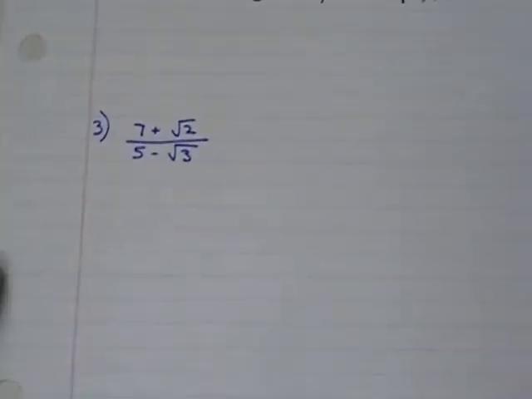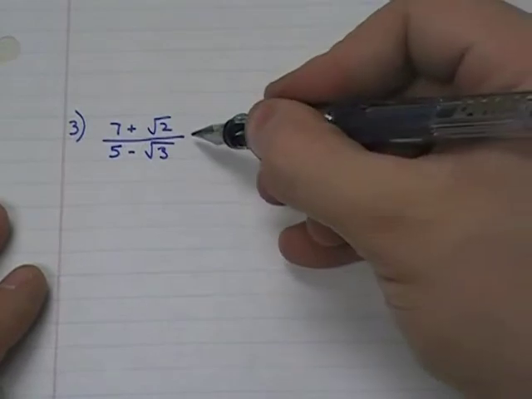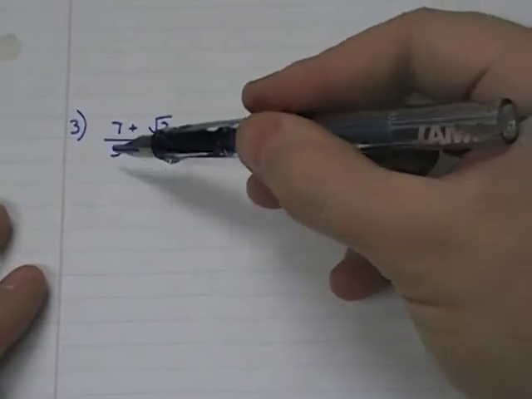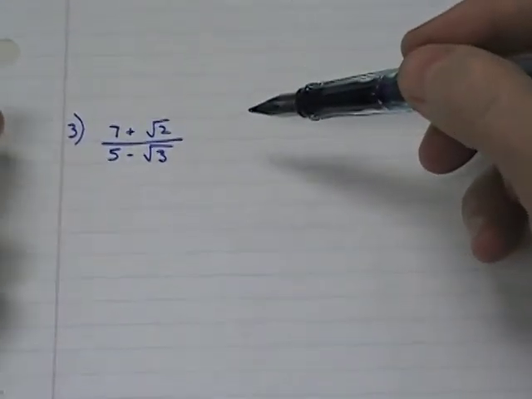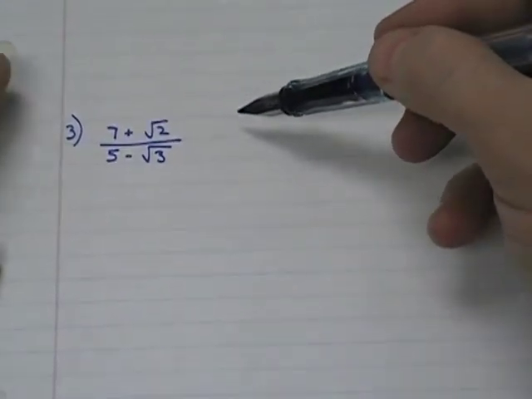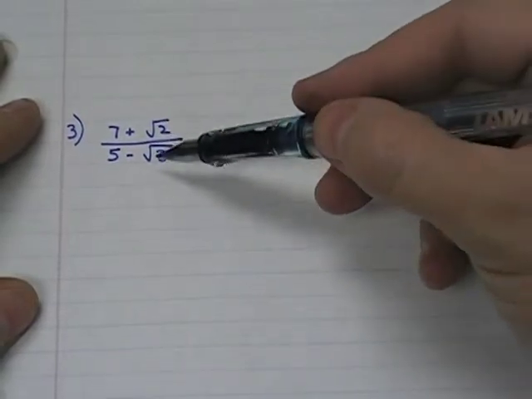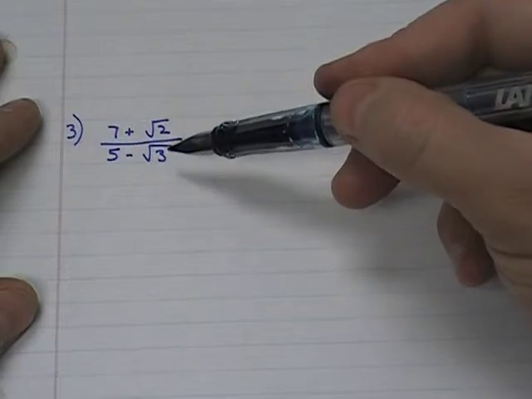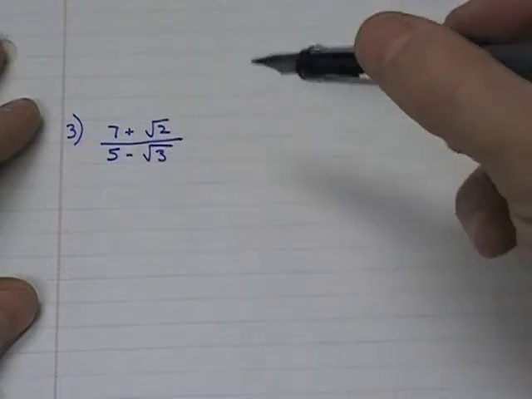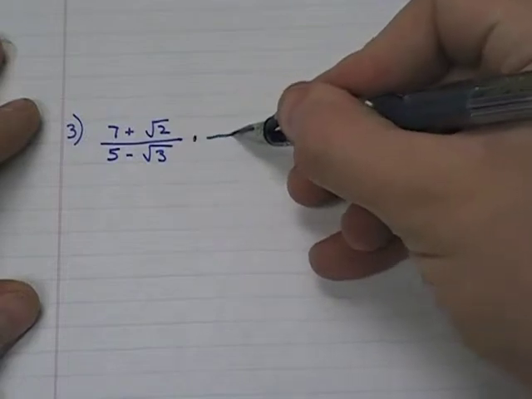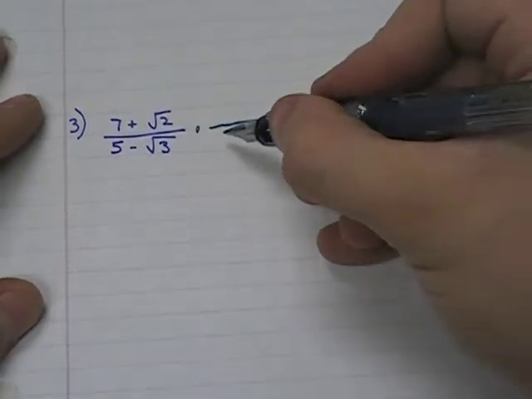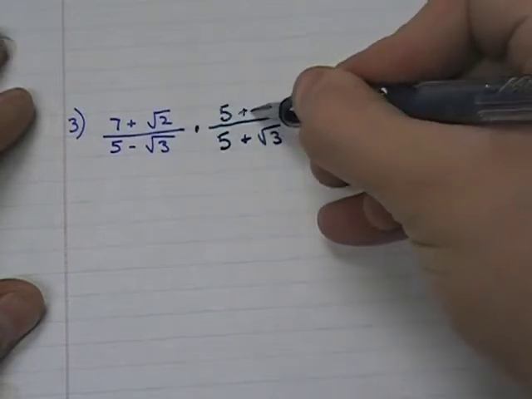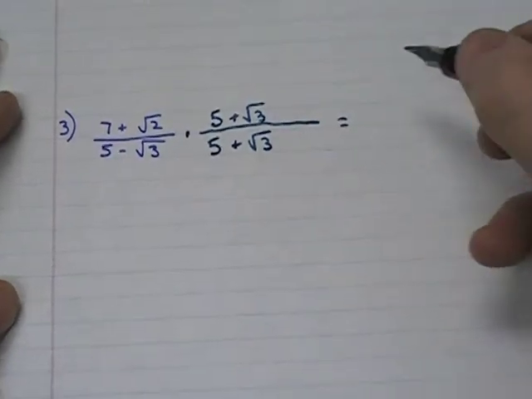Okay? So now what if we make this a little more complicated and we have a radical type binomial on top and a binomial with a radical on the bottom? What do we do here? Well, again, the goal is to get the radical off of the bottom. And so we're going to multiply by the conjugate of the denominator. So we're going to multiply top and bottom by 5 plus root 3. 5 plus root 3. Okay.